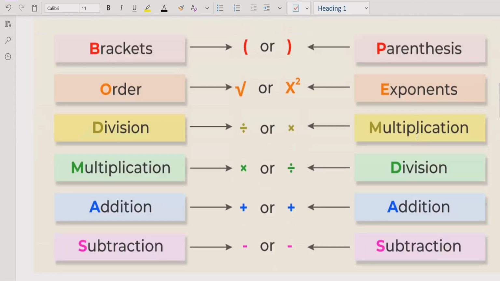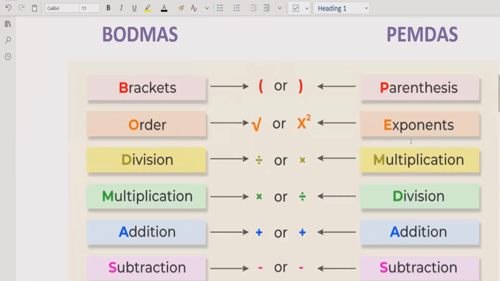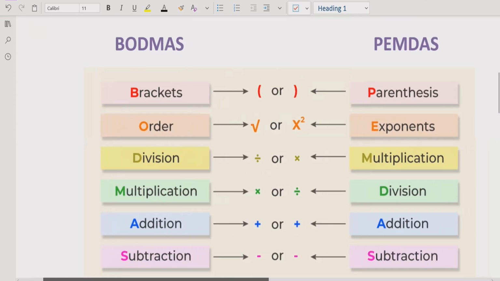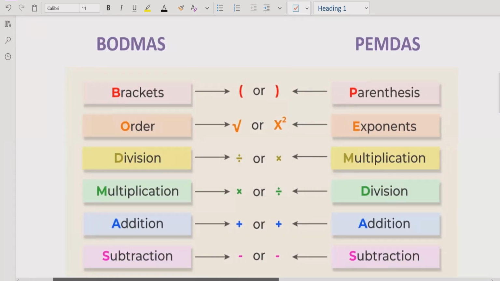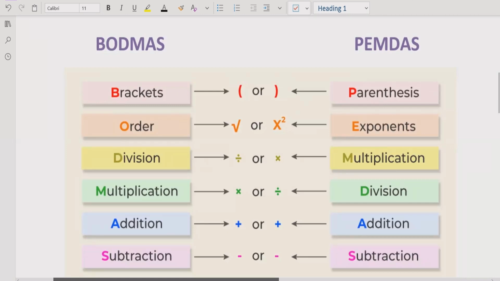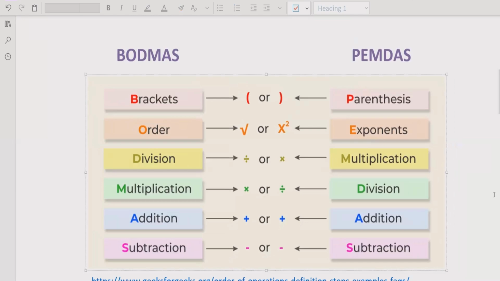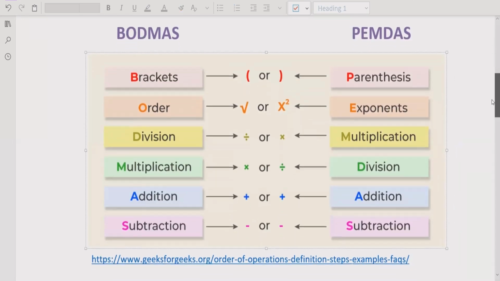Now let's recap what PEMDAS is and what BODMAS is. As you can see on the screen, PEMDAS and BODMAS are similar, but they are used in different regions. They show the order of operations used in different regions. If you use either of them, you get the same correct answer. So now let's talk about the PEMDAS and BODMAS method.